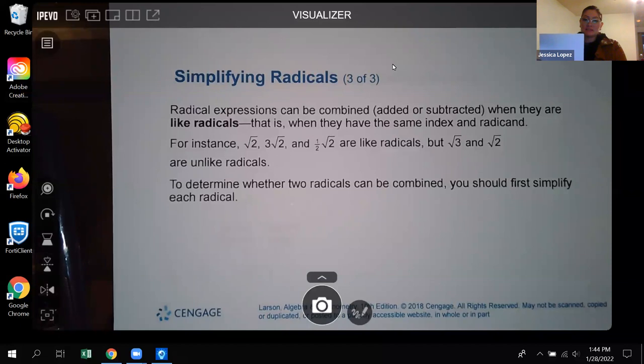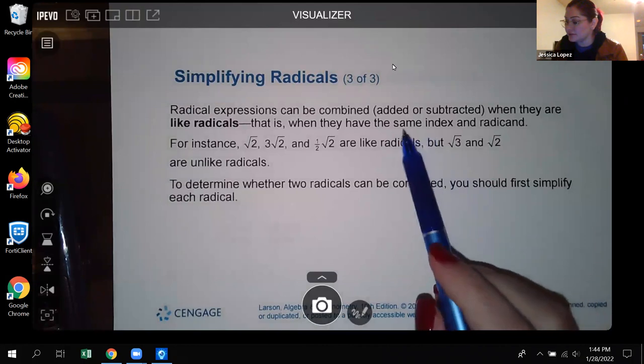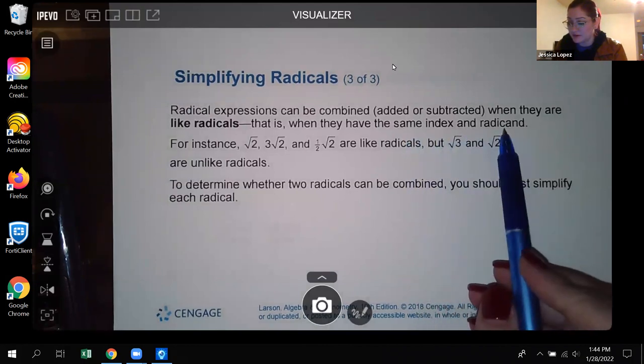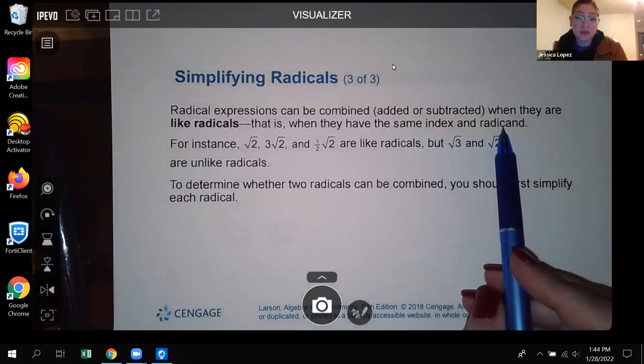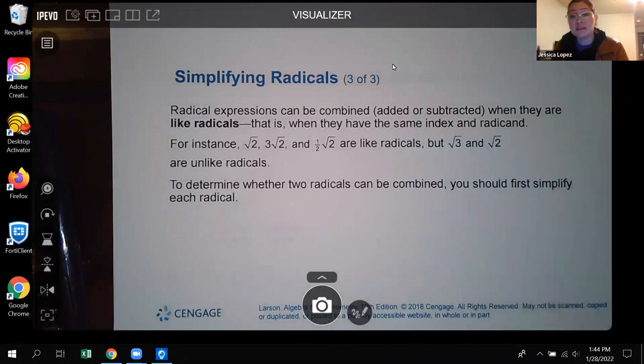So now it says radical expressions can be combined, which means added or subtracted, but only when they are like radicals. Okay, what does it mean to be a like radical? It means it has to have the same index and the same radicand. They may not have the same coefficient, but they definitely have to have the same index and the same radicand.